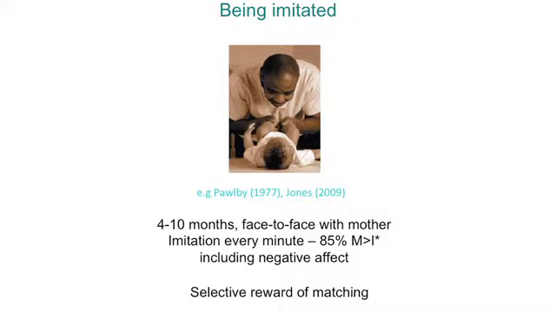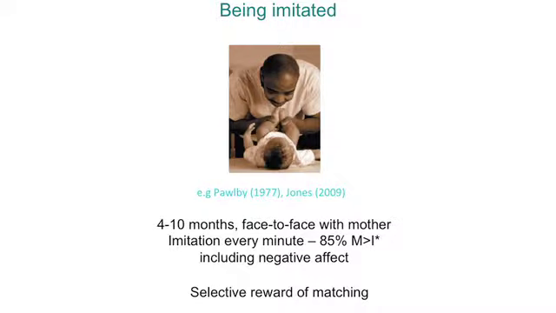What's actually more useful is that if you look at between 4 and 10 months, then every single minute there's an imitative episode between the caregiver and the child. And 85% of these are the mother imitating the child. And they also imitate negative affect, which is kind of weird. So when the child screams, is angry, is disgusted, the mother mirrors this back. This was recently confirmed by Susan Jones. And also what's interesting is that parents selectively reward matching behaviour from their children.